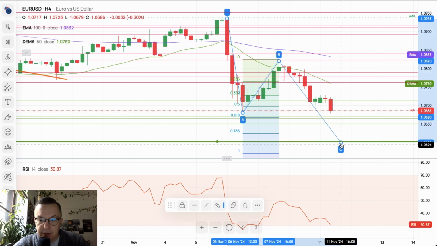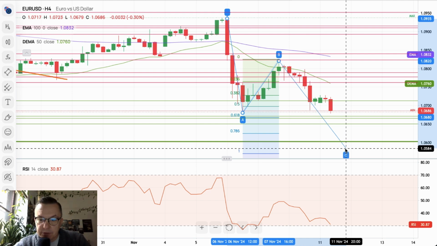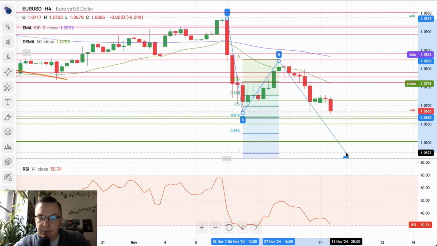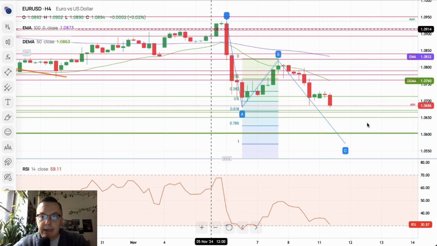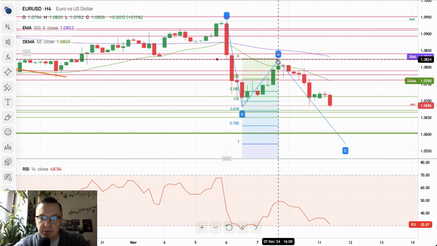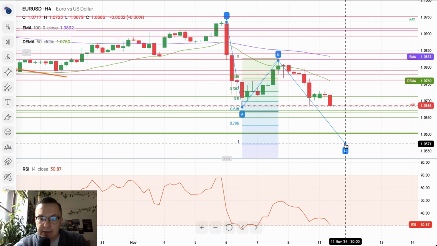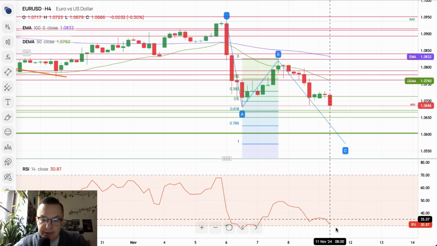Let me just move it here. There you go. We can even break below this technical support and go lower towards the level of 1.0571. That would be perfect market geometry. 100% of the wave A measured from the top of the wave B is exactly the target projection for the wave C. There is still room to the downside, however, it's not that much.